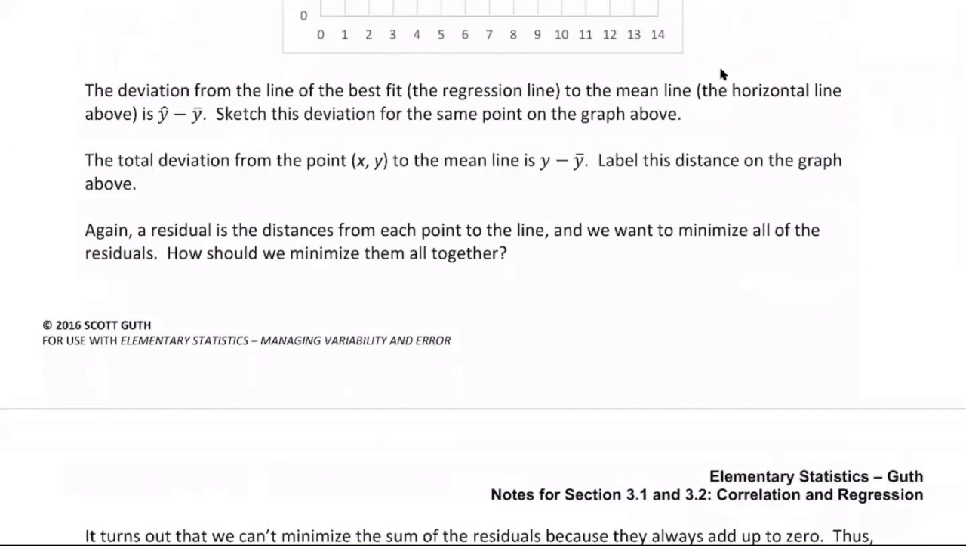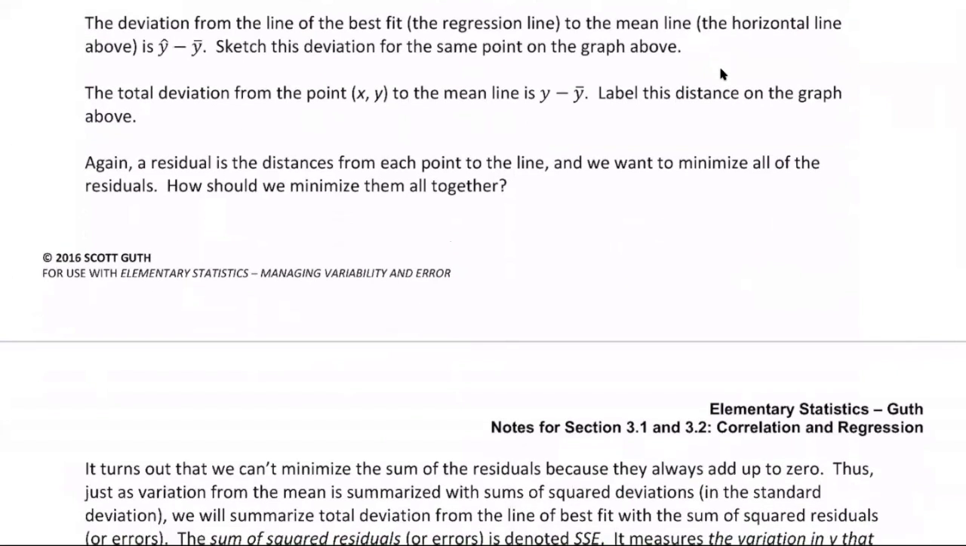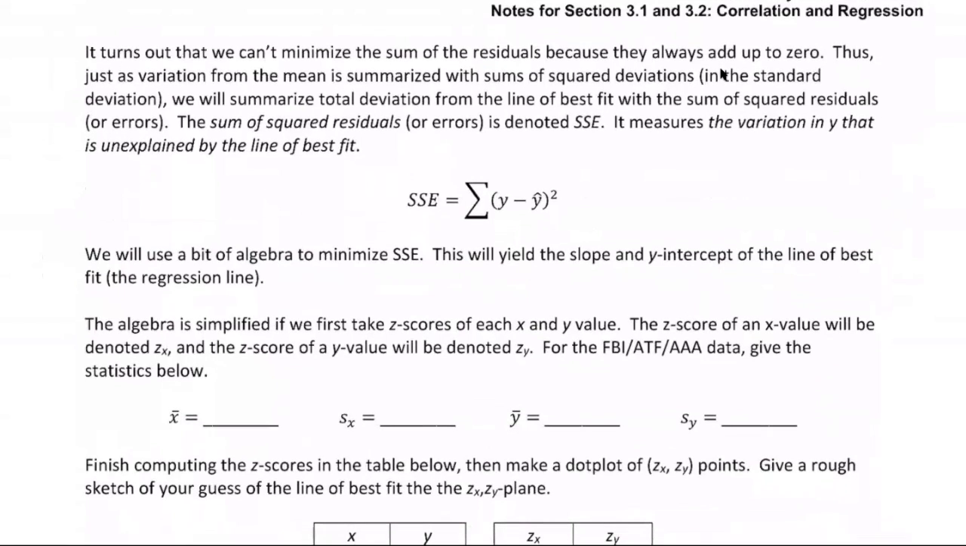Okay, it says again, a residual is the distance from each point to the line, and we want to minimize all of the residuals. How should we minimize them all together? Next page. Don't see any questions. You guys pipe up and say something if you want to interrupt me. It's all good. Turns out we can't minimize the sum of the residuals.